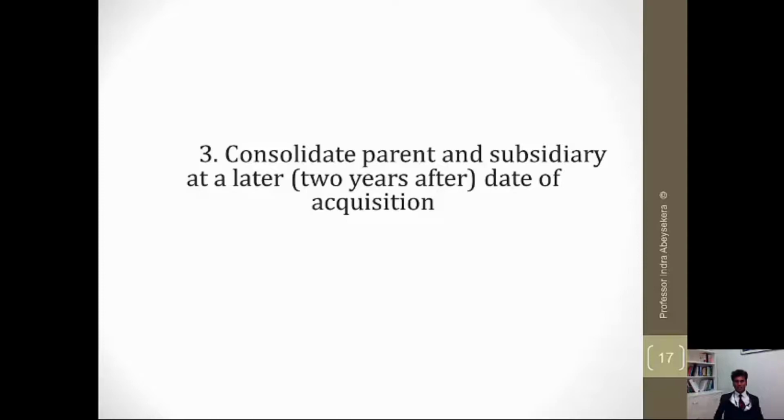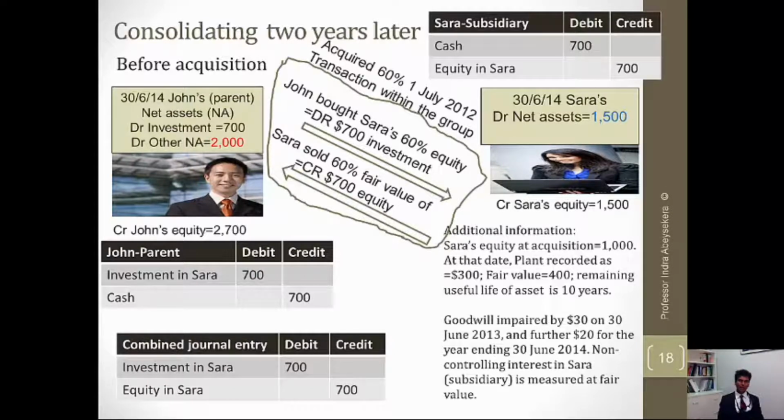In this instance, I am taking 2 years after acquisition. Let's look at an example. Here's John's company and here's Sarah's company. John bought Sarah's 60% equity at $700.